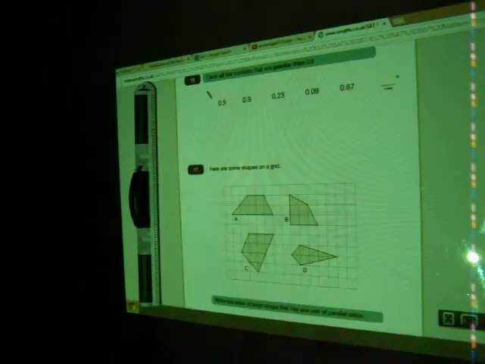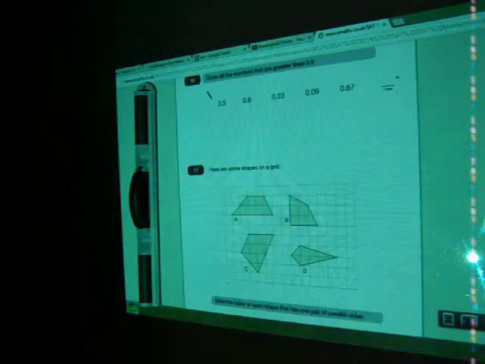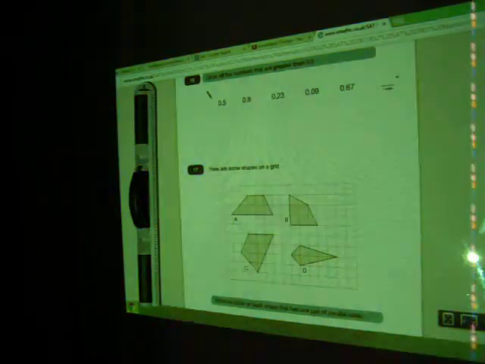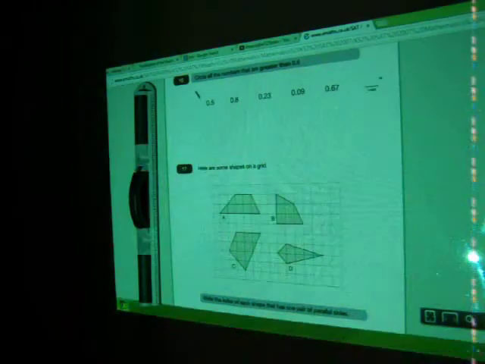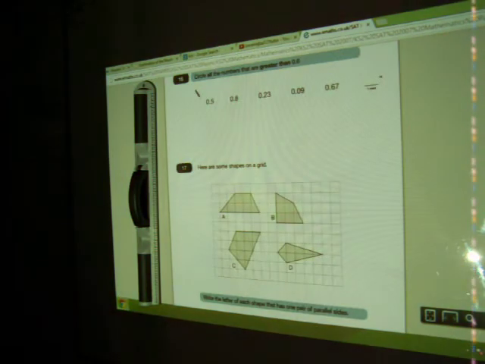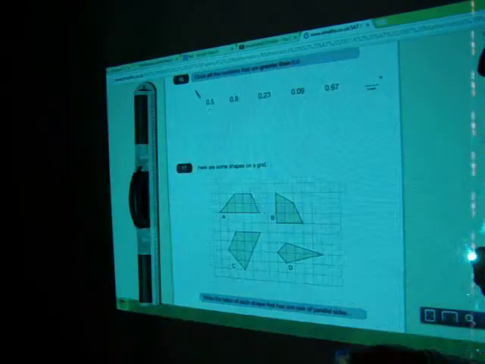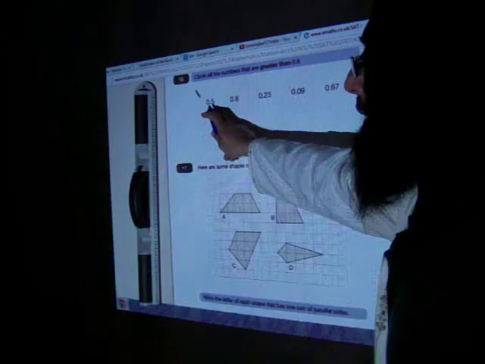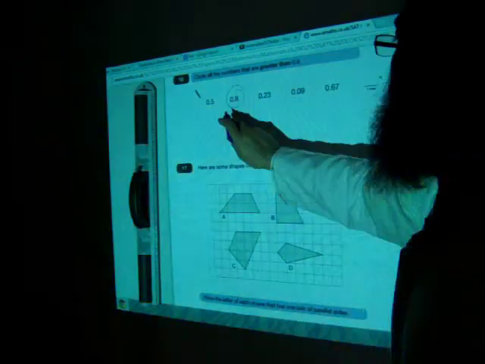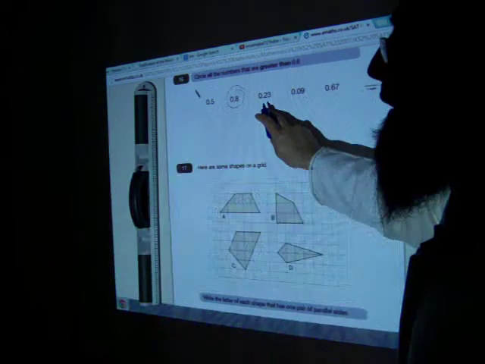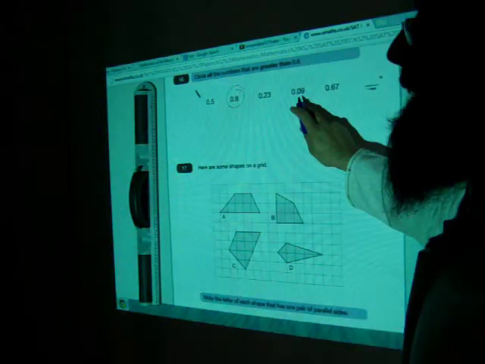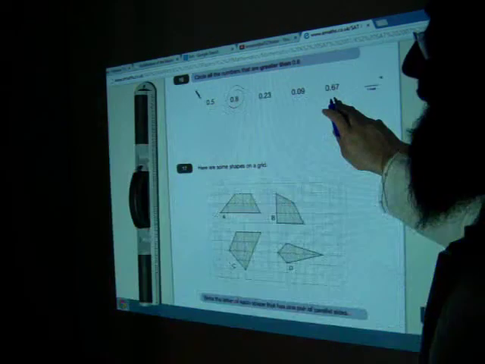Okay, right, question number 16, how many got it? 9. Okay, circle all the numbers that are greater than 0.6. Okay, 0.6. Is that greater than 0.6? No. Yeah. 0.8 is greater than 0.6. 0.23? No. 0.09? Smaller. 0.67? Yes. Okay, here are some shapes on the grid. Write the letter of each shape that has one pair of parallel sides.